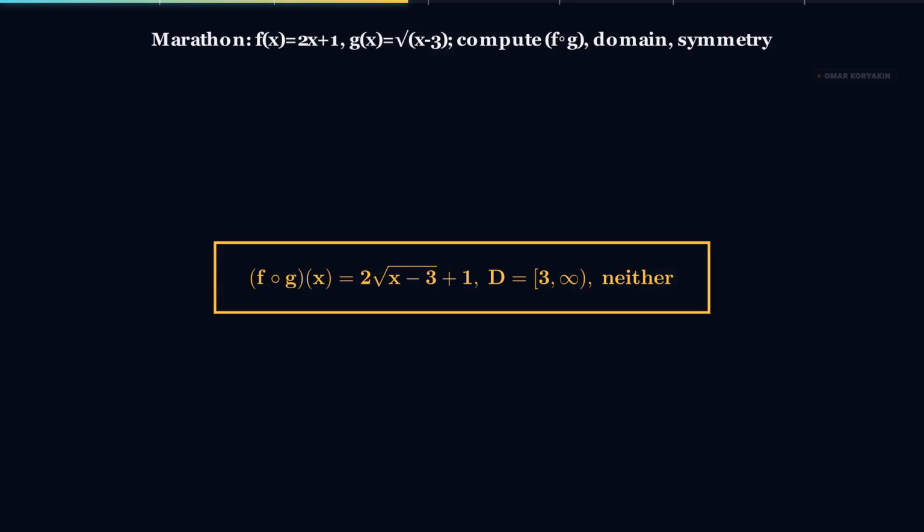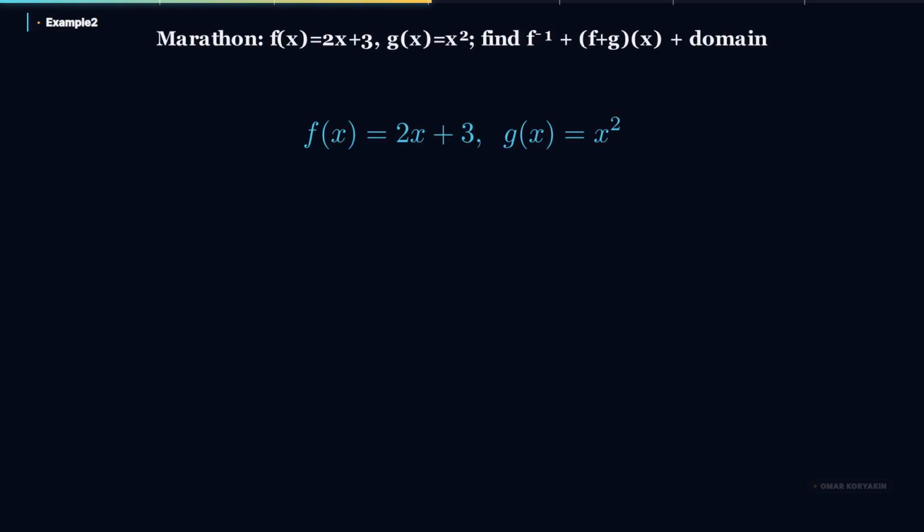The big lesson from this example is the layered skill workflow on a problem that touches 3 sections, 5 skills. Composition produces a new function. Domain analysis identifies the input range. Symmetry test fails because the domain is not symmetric, an important edge case. Always check that the domain is symmetric across 0 before applying the even-odd test, because the test is meaningless on asymmetric domains.